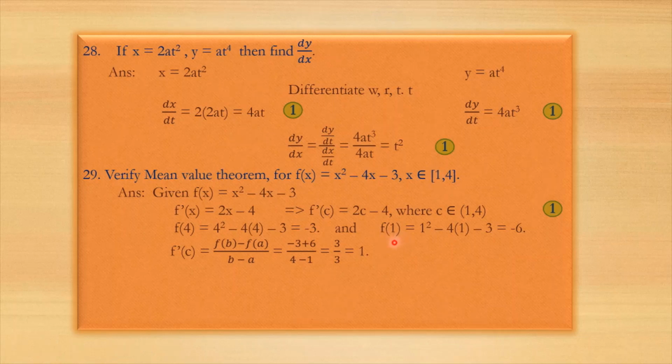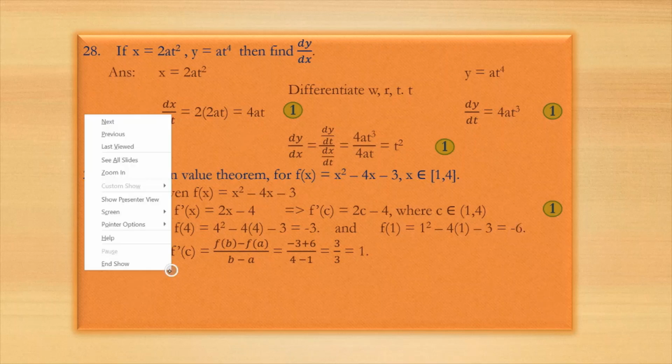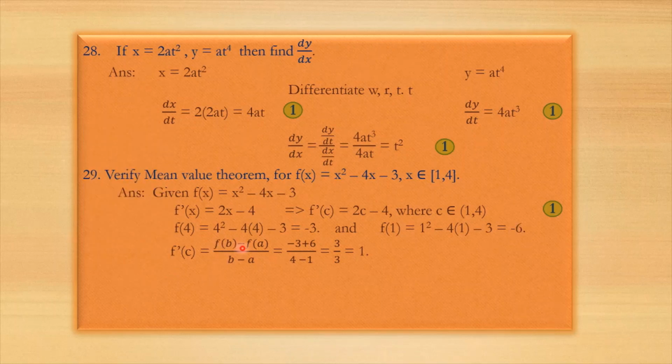f(1) is equal to -6. So f'(c) is equal to, by the mean value theorem, (f(b) minus f(a)) divided by (b minus a), that is nothing but (-3 + 6) divided by (4 minus 1), which is nothing but 3 by 3 is equal to 1, which carries 1 mark. And finally we need to prove the value which belongs to (1, 4). So that is the c value we need to find out.